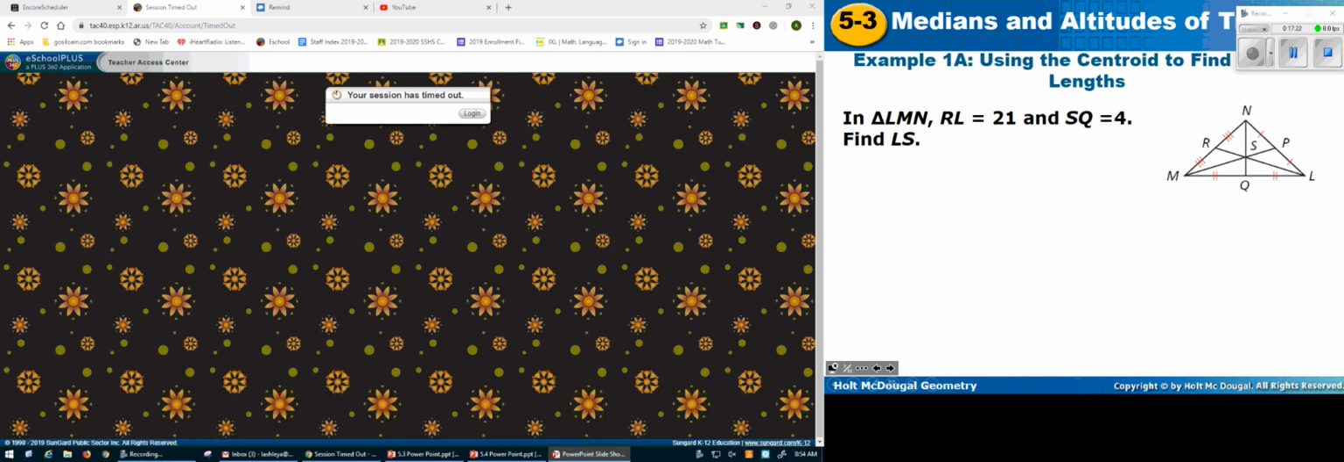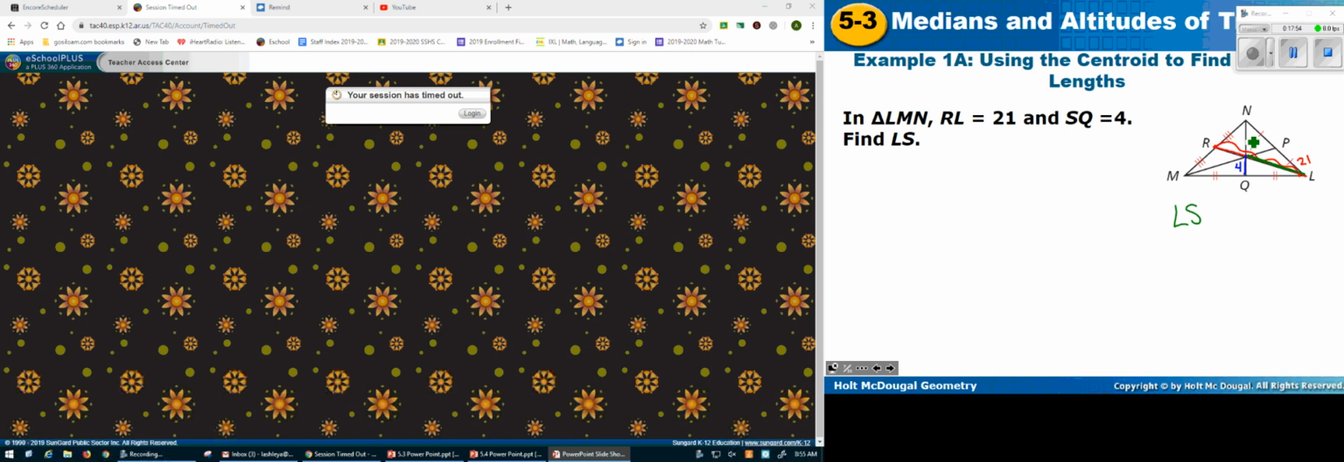Okay, so on the first one it says in triangle LMN, RL is 21. So this whole thing here is 21. SQ is 4. So this little piece right here is 4, whereas the red piece, the entire thing, is 21. And they want us to find LS. So we're looking for LS, which is this piece right here. So is that the 2/3 part or the 1/3 part?